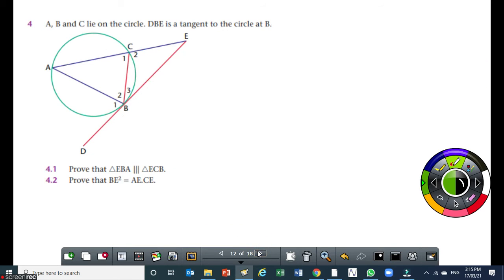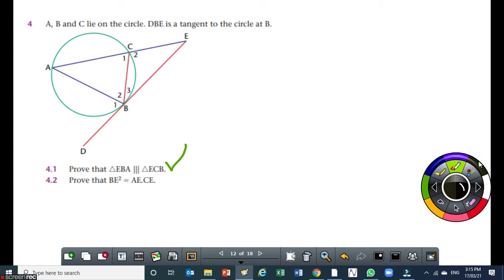So on the next page, I've already done this. I now need to prove that BE squared is equal to AE times CE. That looks very scary, but it is not. It comes from 4.1. I proved that those two triangles are similar. So the first thing that you have to do, you write the ratios of the corresponding sides.